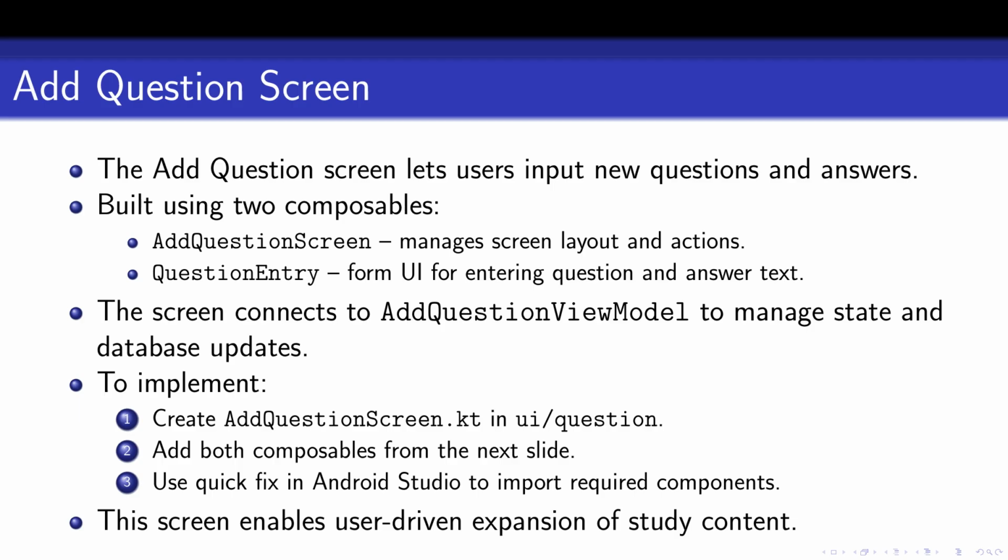The Add Question screen provides users with a way to input custom questions and answers for any subject. This screen is composed of two main composables: Add Question screen, which sets up the layout and actions, and Question Entry, which renders the form where users input question text and answers. The screen integrates with Add Question ViewModel to manage state and submit the data to the room database. To implement this feature, you'll need to create a new Kotlin file named addQuestionScreen.kt and add both composables, resolving imports as needed using Android Studio's quick fix.